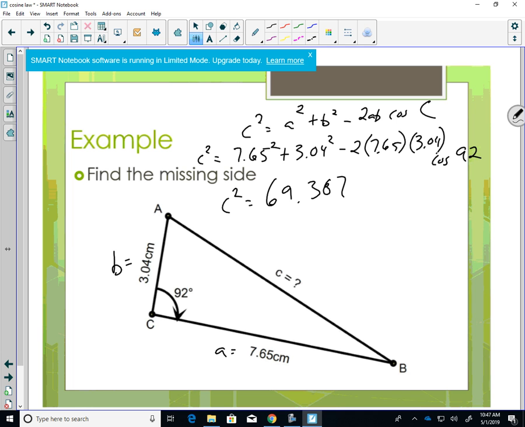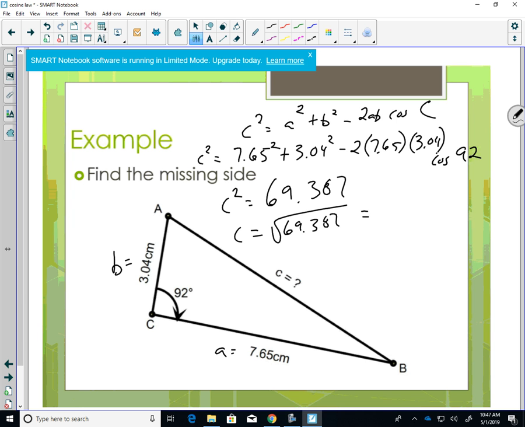Do we have to put it in brackets? Nope. Do not clear your calculator. That's the value of c squared. So how do I get rid of c squared? I have to take the square root of 69.387.